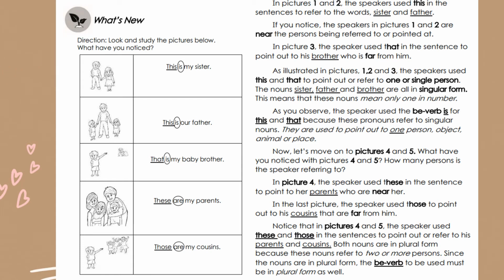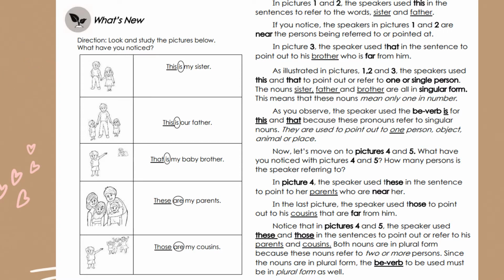Now let's move on to pictures 4 and 5. What have you noticed with pictures 4 and 5? How many persons is the speaker referring to? In picture 4, the speaker used these in the sentence to point to her parents who are near her. In the last picture, the speaker used those to point out to his cousins that are far from him.